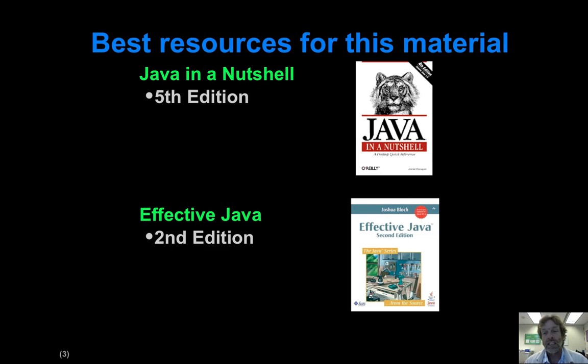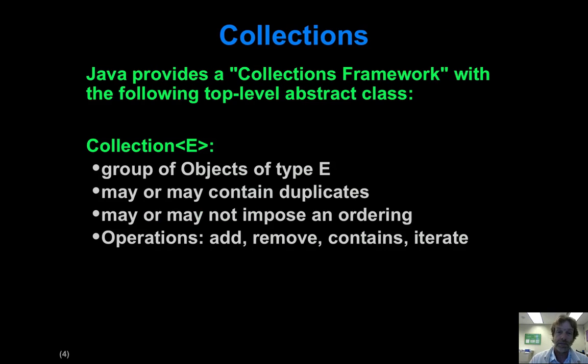Anyway, as I said before, I think you definitely want to be reading the appropriate sections of Java in a Nutshell, as well as the chapters in Effective Java related to collection classes and defining abstract types. It's wonderful, that book. So let's start with collections.